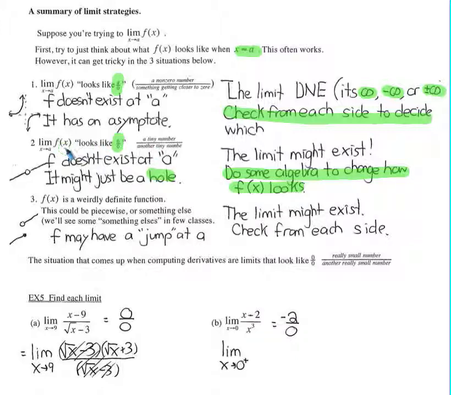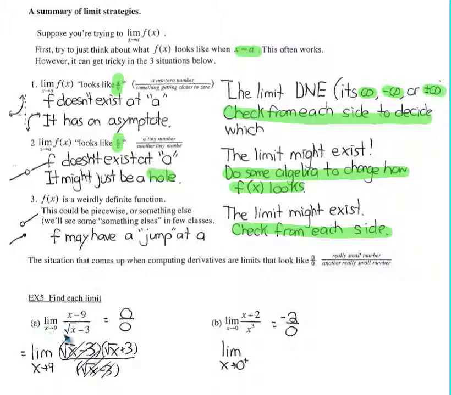And then the third situation is where your graph has some sort of jump or discontinuity to it, like is shown here on the left. And again, what you need to do is check from each side. So a couple examples here.